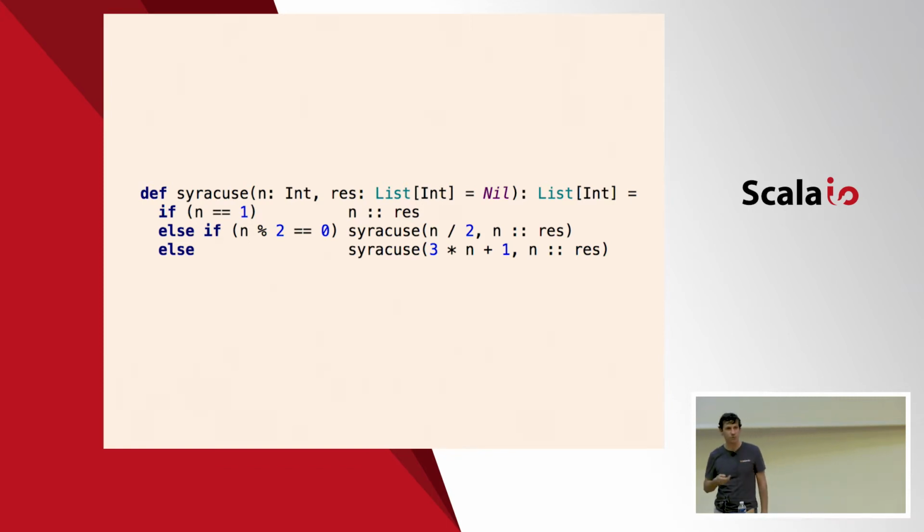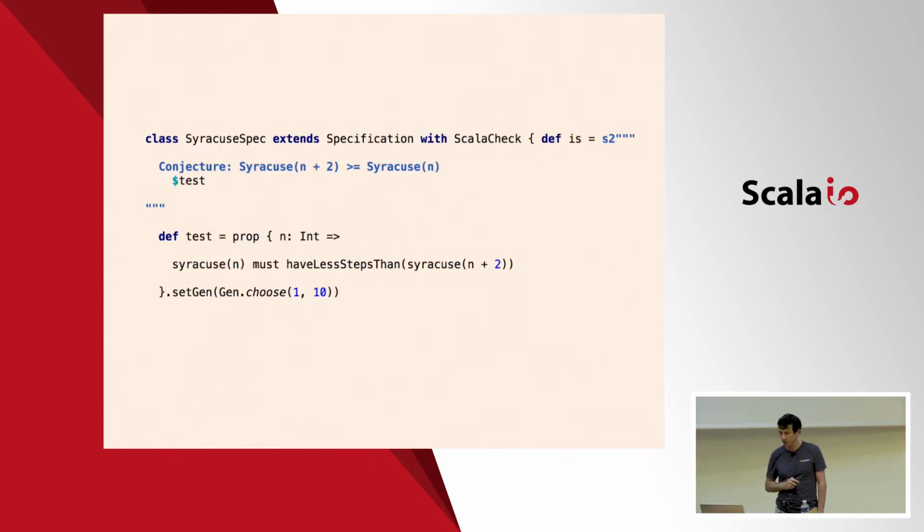So let's say we want to check some properties on this. That's my domain. That's the thing I want to investigate. And for example, the question I have in my mind is the sequence of numbers I'm going to get for n plus 2, is it going to be longer than the sequence I will get for n? Maybe that's something that could happen that could help me understand this conjecture.